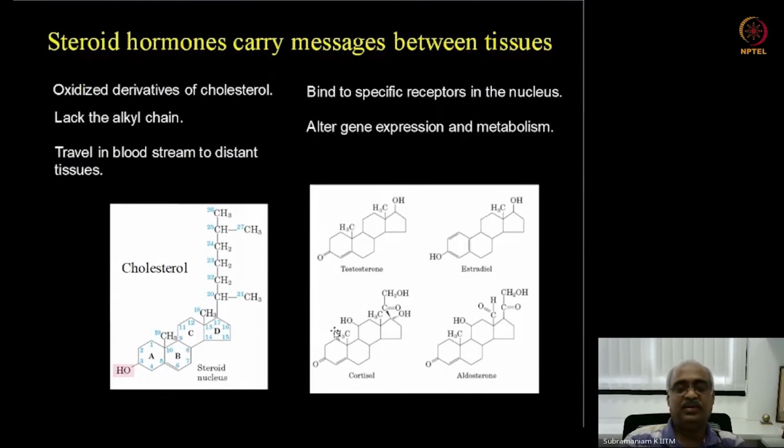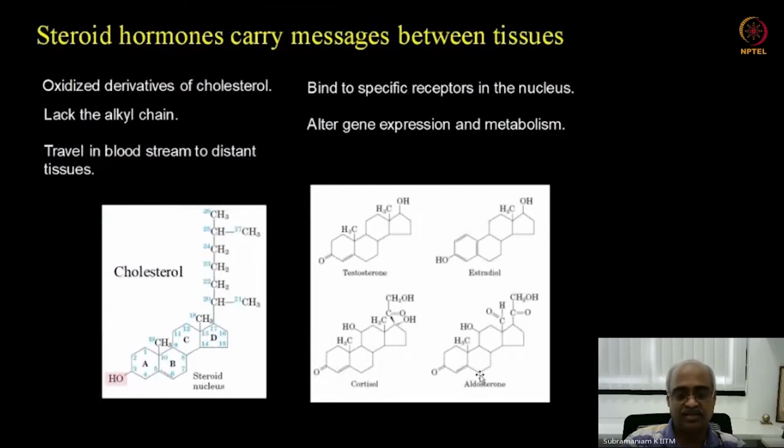So these are the 4 major steroid hormones that we need to know. The sex hormones, testosterone and estradiol, and then the adrenal hormones: cortisol, involved in glucose metabolism and immune response, where it is actually anti-inflammatory, and aldosterone, maintaining the ionic balance, like mineral balance, sodium and potassium level maintenance in the blood.